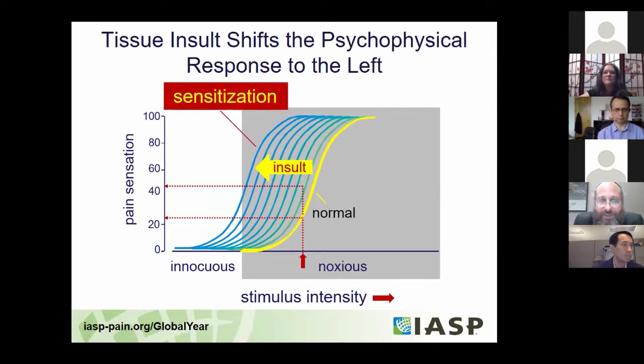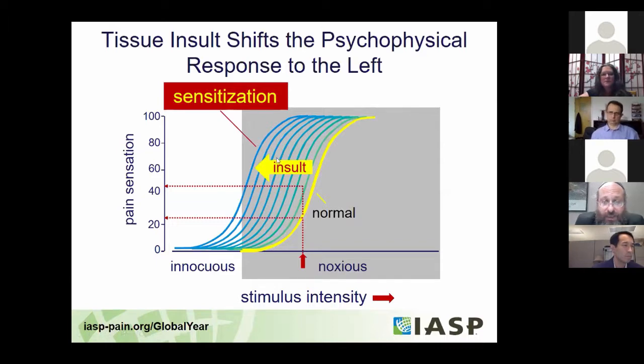We could call it hypersensitivity, we could call it sensitization. We're interested in what are the mechanisms responsible for sensitization, and how can we accurately quantify these processes. And we ideally want to have animal models that are parallel to human conditions.